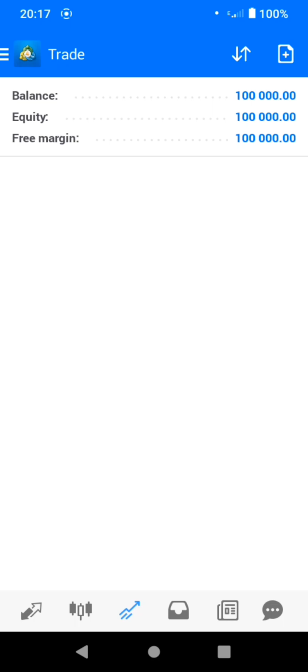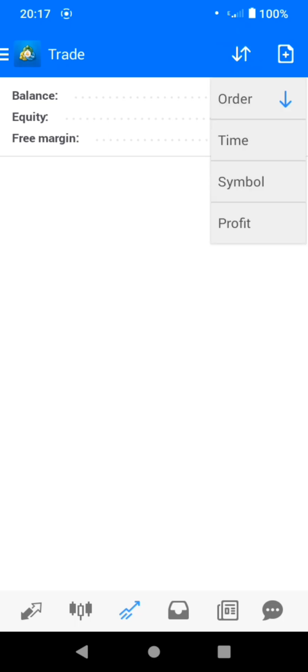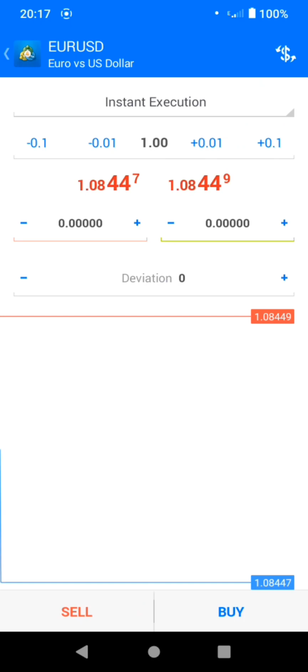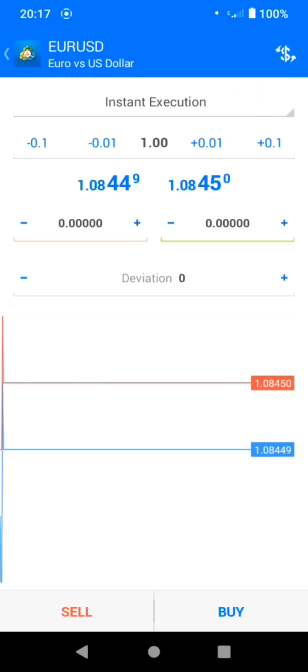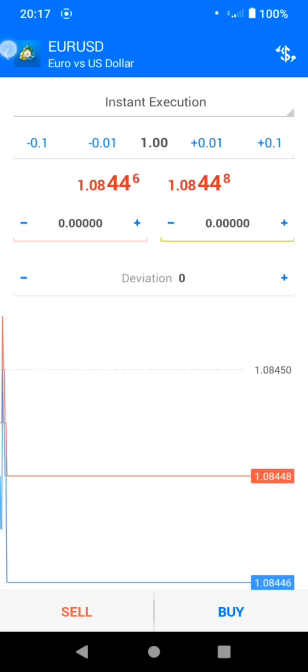So you can see this arrow here. If you want to know the order time and everything, you tab in here. It also takes you to the trade setup, for you to set up your trade, which I will explain shortly.